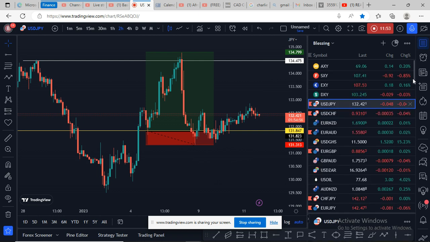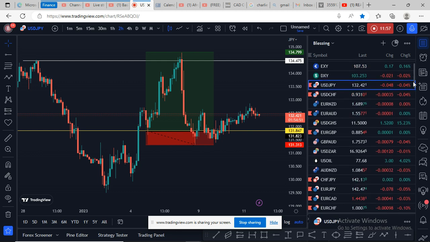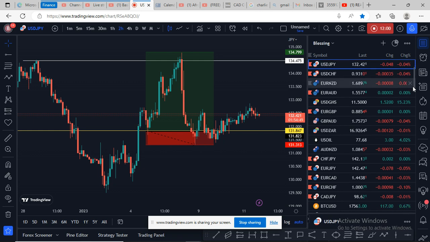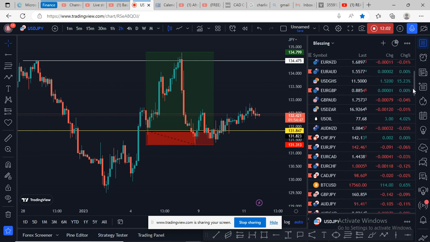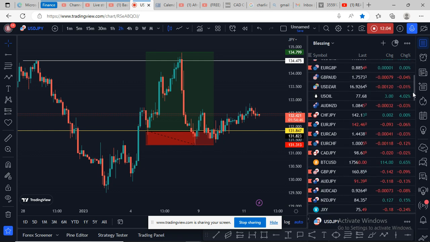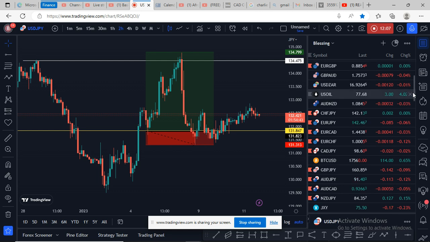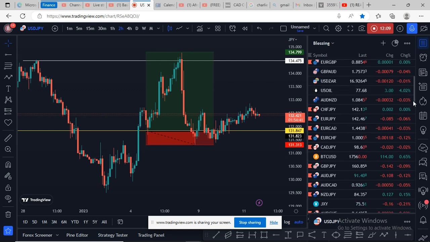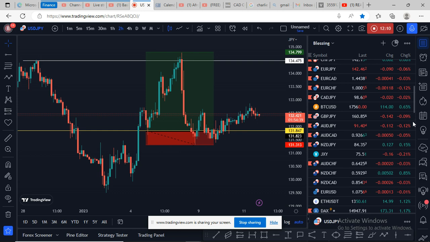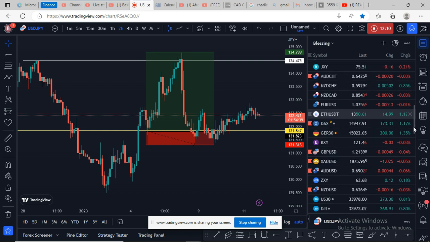Also, let's check on GBP USD. I've also taken a trade on GBP. Is it on GBP USD or, yeah?